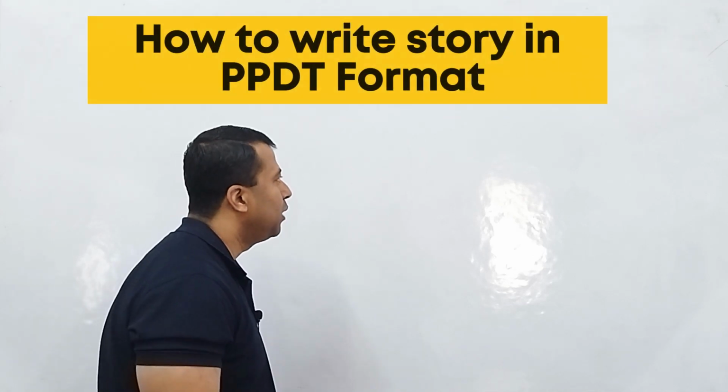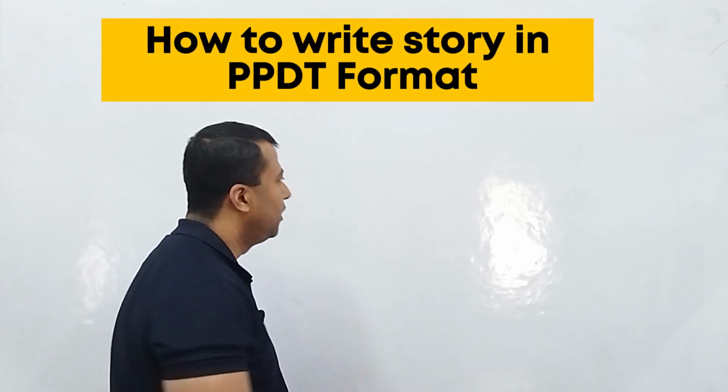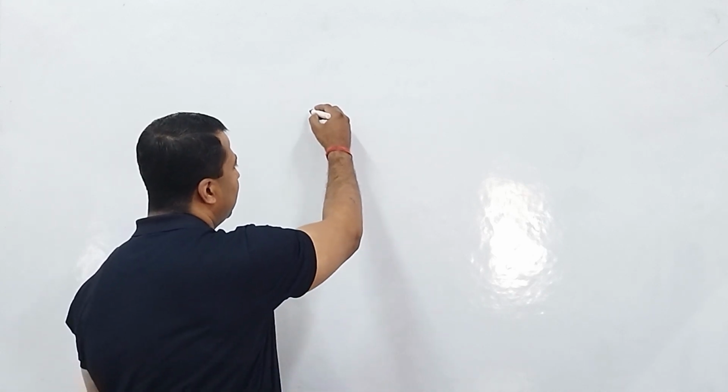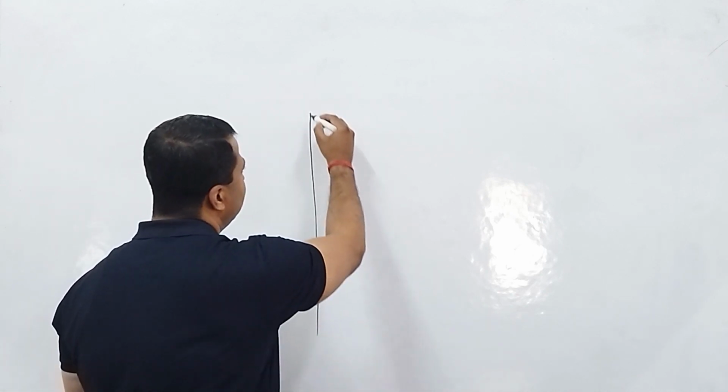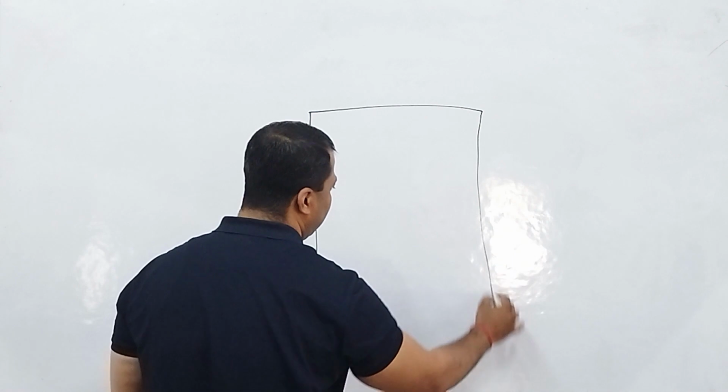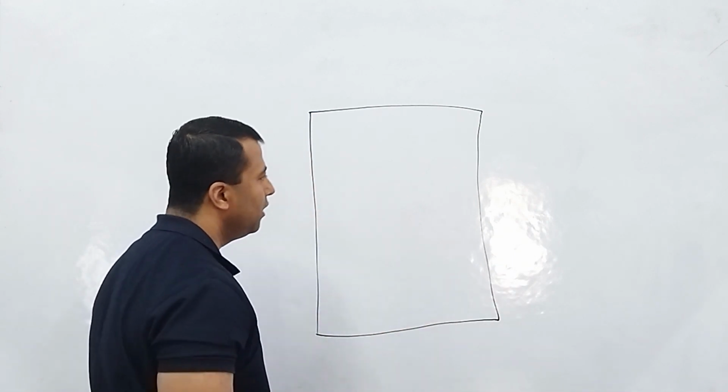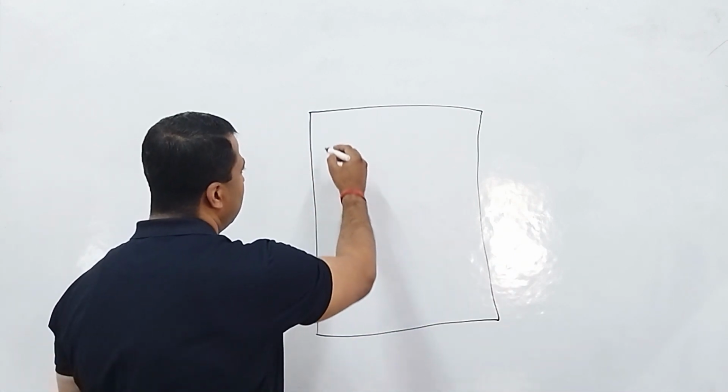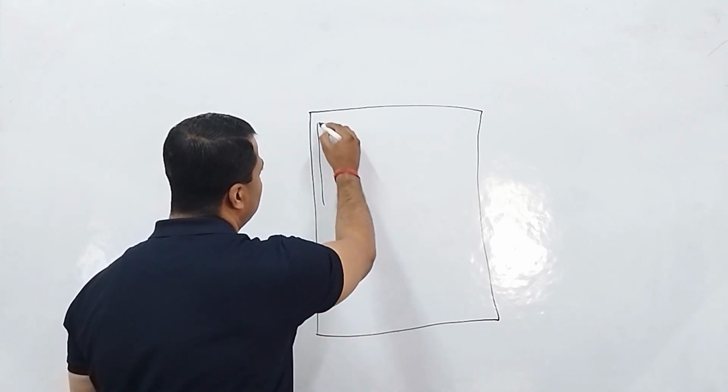So to write a story in the PPT format, what happens is actually in PPT that a picture is shown to you for 30 seconds on the screen, and after 30 seconds you have to mark certain things on the paper which you have been given. Okay. On the given paper, on the top left corner, there will be a square box.